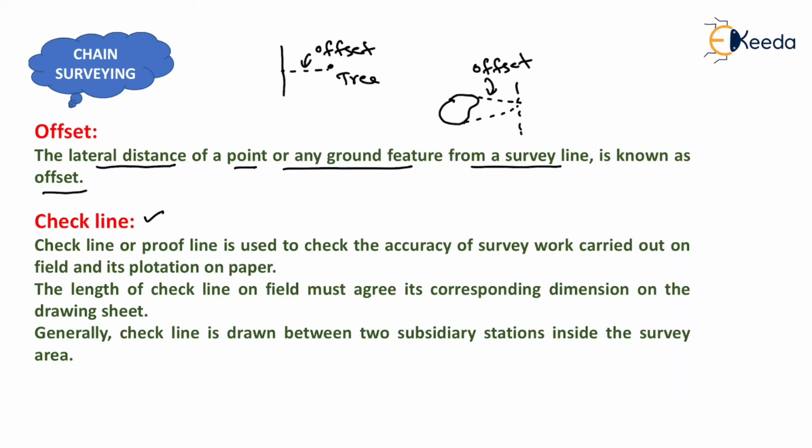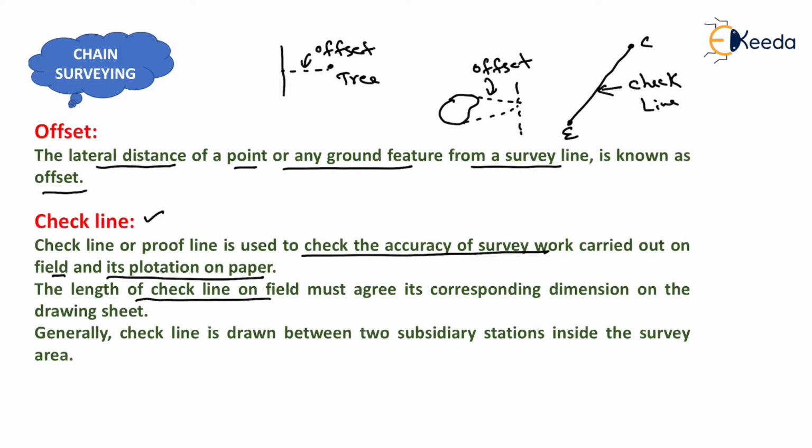Now, the next one is check line. Check line or proof line is used to check the accuracy of survey work carried out on field and its plotting on paper. We had already seen a check line from station E to station C like this. This is known as check line. The length of check line on field must agree with its corresponding dimension on the drawing sheet. So if these two distances are same, then we have done the chain surveying accurately as well as correctly, otherwise we need to repeat the whole procedure once again.